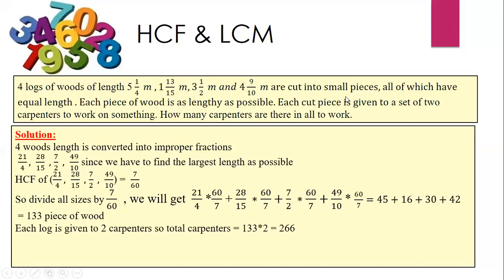And in the question they have given in the last part that each piece is given to a set of 2 carpenters. So 133 into 2. So totally there are 266 carpenters to work.